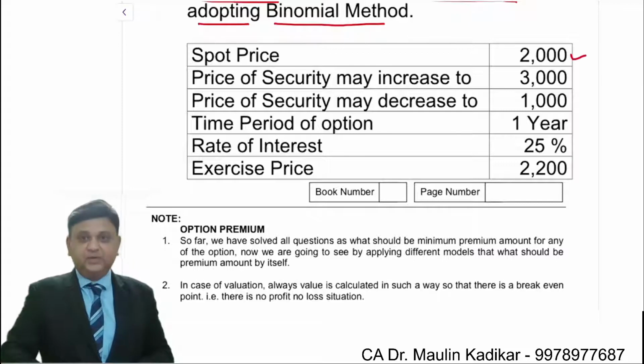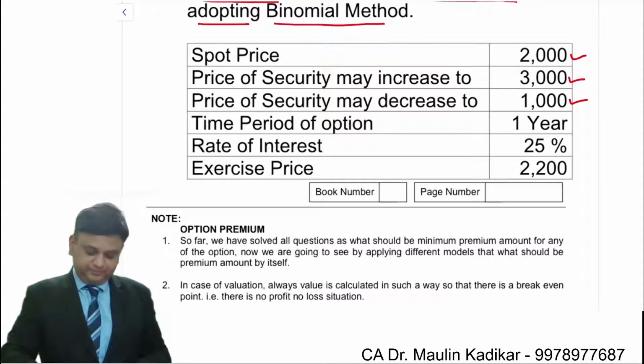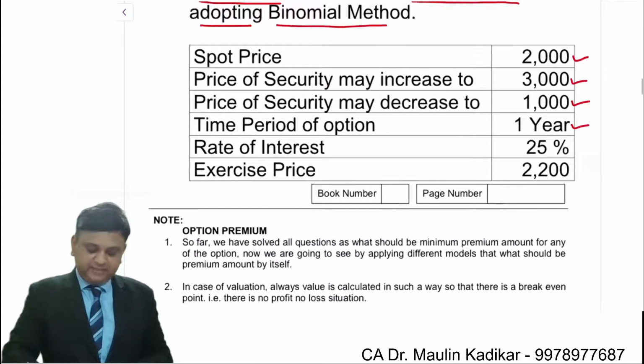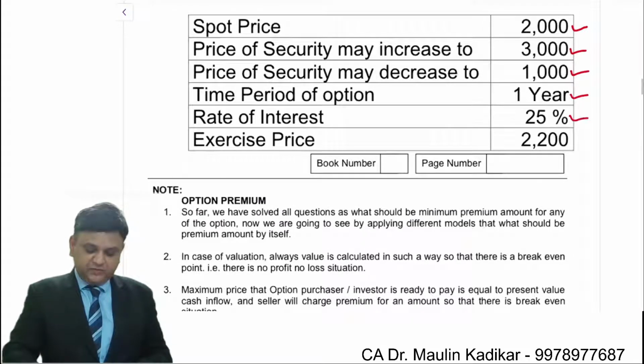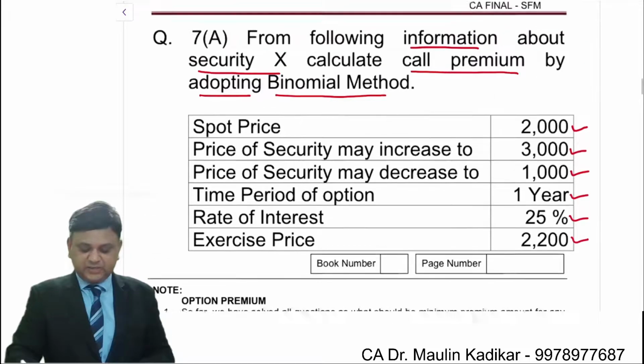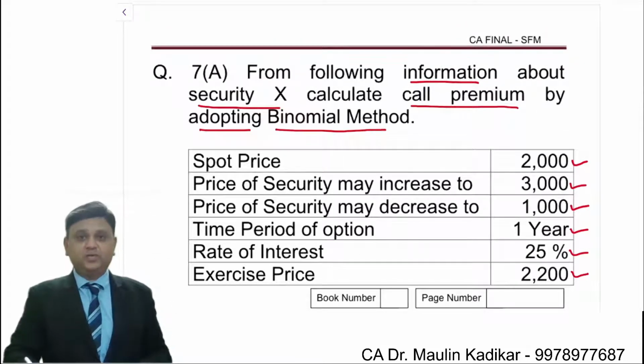Spot price of equity share is 2000. Price of the security may increase to 3000. It may decrease to 1000. Time period of option is 1 year. Rate of interest is 25%. And the exercise price or strike price is 2200.